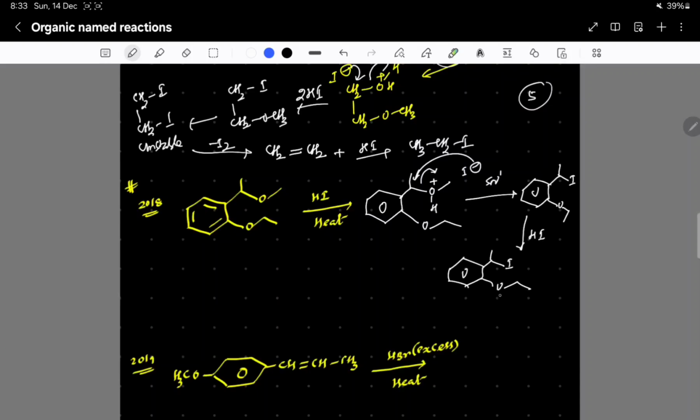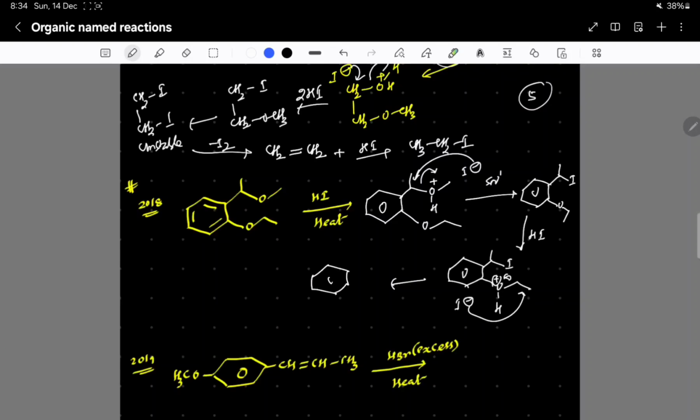Now this will undergo protonation, this will form, right? Now this I minus cannot attack, student, because it is not possible, right? Now look at student, this will shift, right? Now your product will be, this I minus will attack here, right? Now you will get the product, student.